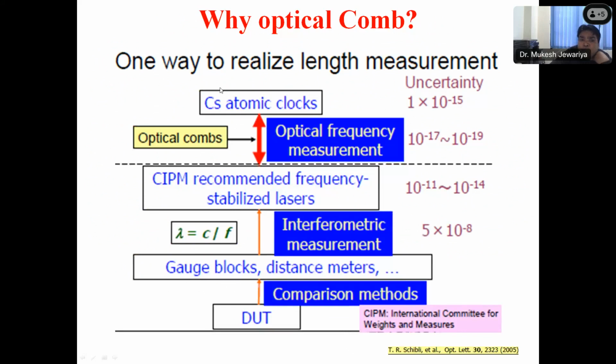So how do we realize the meter using the optical comb? We take the signal from a cesium atomic clock, we use the optical frequency comb, and we measure the frequency with an accuracy of 10 to the power minus 19. There we used to measure up to 10 to the power minus 7. Okay, and using this one, the CIPM recommended frequency is calibrated. Lambda is equal to C by F. You make the interferometer and then you disseminate. You disseminate through the gauge block, distance meter, and other things. So this was recommended by the International Committee for Weights and Measures in 2005. But you see, now we are procuring it and establishing it in 2024, almost 20 years later. So science needs some time to mature.